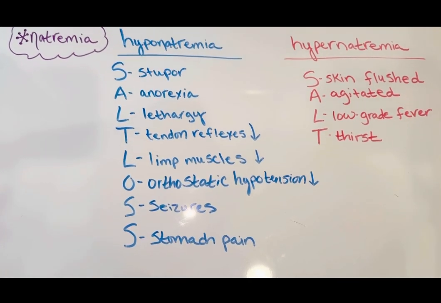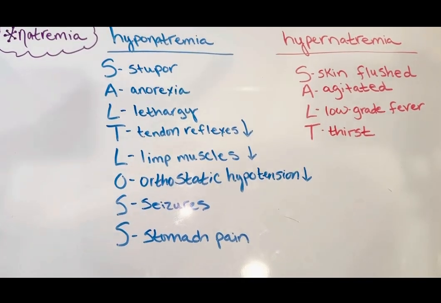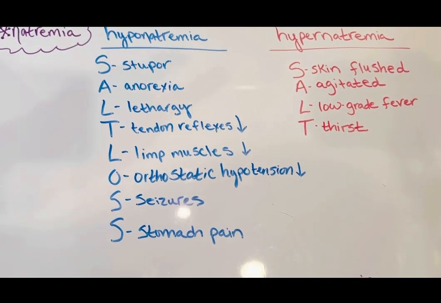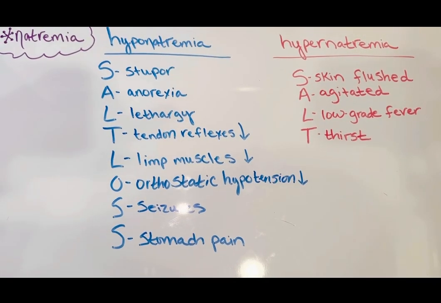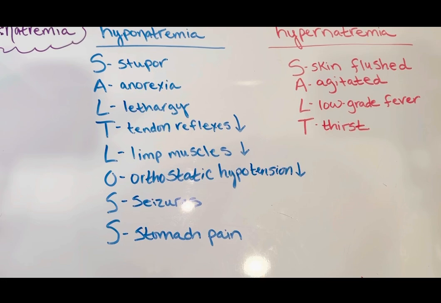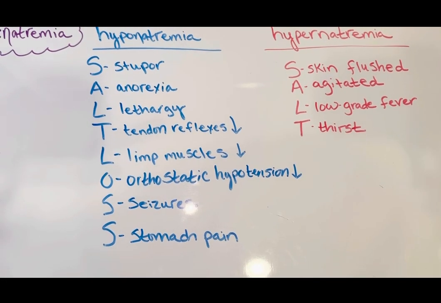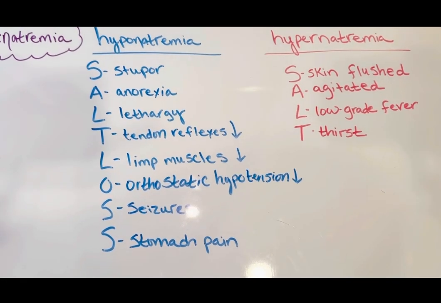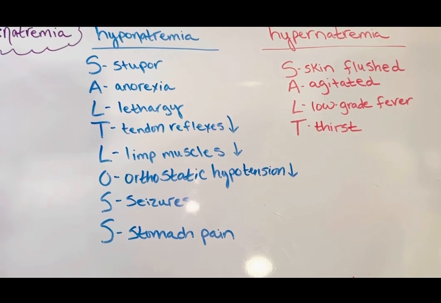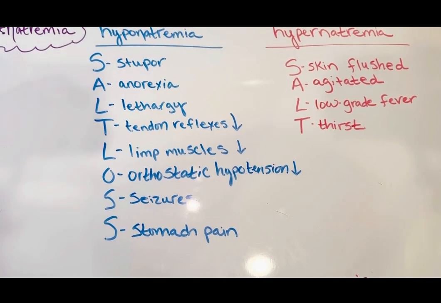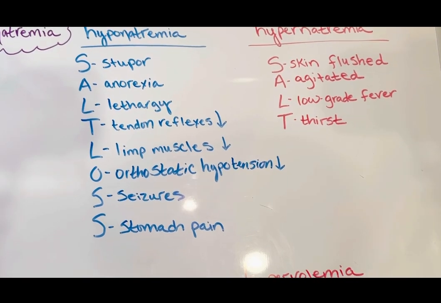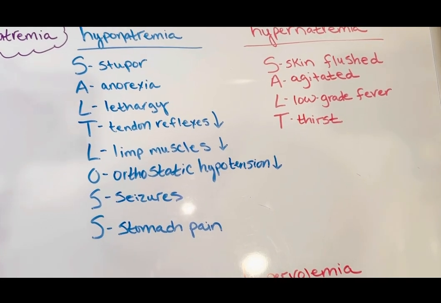Hyponatremia, think salt loss, okay? So I want you to think of that word, salt, well, 2 words, salt loss. S is for stupor, A is for anorexia, L is for lethargy. T, tendon reflexes down, think salt down. L, limp muscles, think down, salt down.